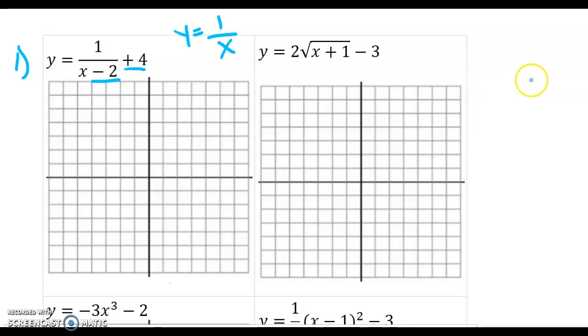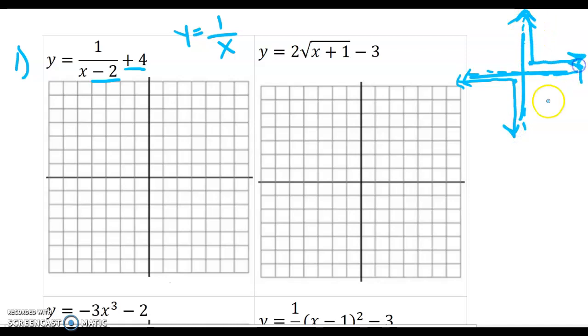Normally, we understand that our general parent function y equals 1 over x has a vertical asymptote and horizontal asymptote on the axes, with points at (1, 1) and (-1, -1). Our graph looks something like this. Very ugly sketch, but you get the idea. We just need to shift this whole graph to the right 2 units and up 4 units.